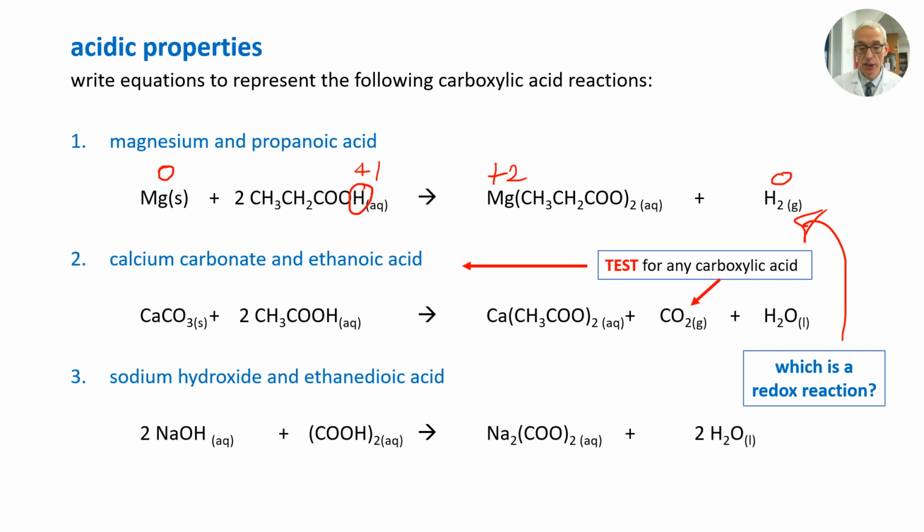Please also note that the reaction of a carboxylic acid with a carbonate or a hydrogen carbonate is the test for that carboxylic acid, and you will see fizzing or bubbles of carbon dioxide being produced. So the test for a carboxylic acid is to mix it with either a carbonate or a hydrogen carbonate and observe the evolution, the bubbling of carbon dioxide. That is a positive test for the carboxylic acid.